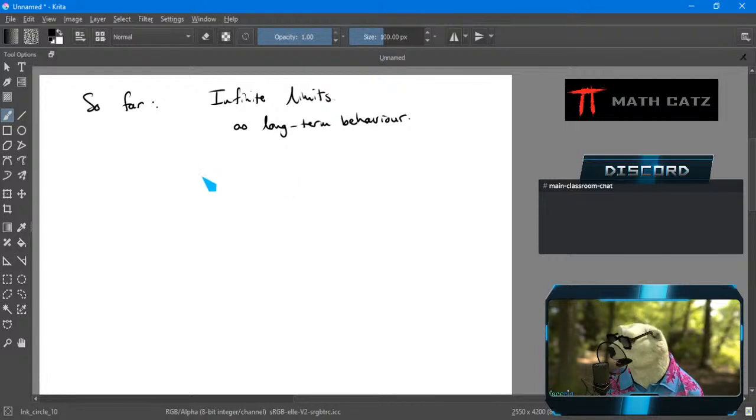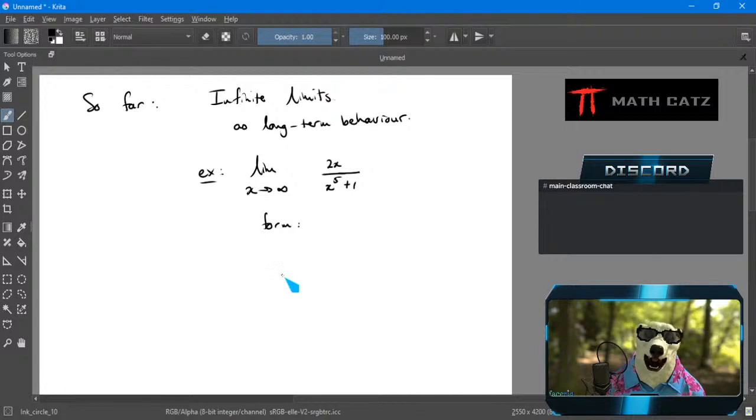Now, for example, limit as x approaches infinity of, let's say, 2x over x to the 5 plus 1. Random example. We've also introduced the form of the limit, which can quite often help me figure out how the pieces interact. Or, worst case, tell me that there's a little more to it and I need to take another approach. Either way, it has information and I always want to do it.